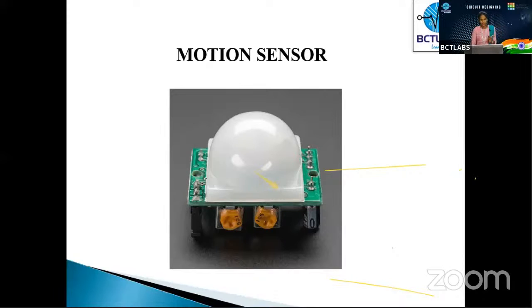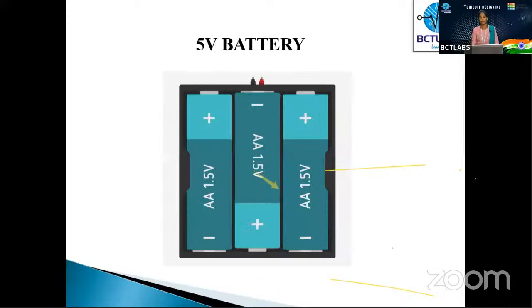What it will do is sense the IR rays emitted by an object. It has three pins: one is positive, one is negative, and one is the signal pin. Three pins will be there in the motion sensor.